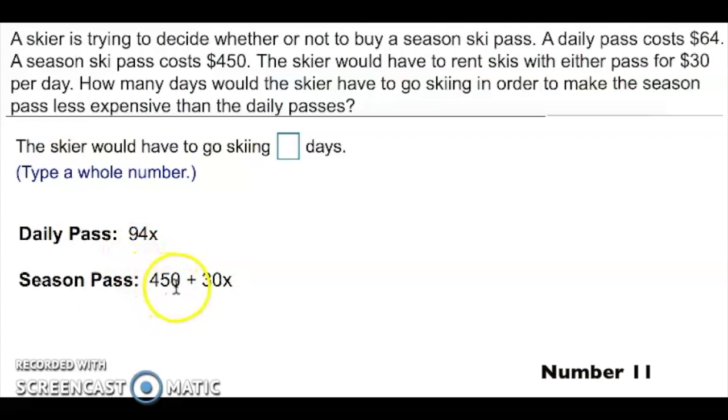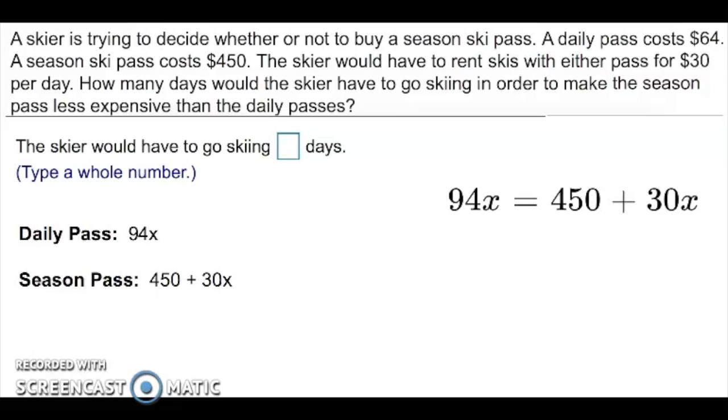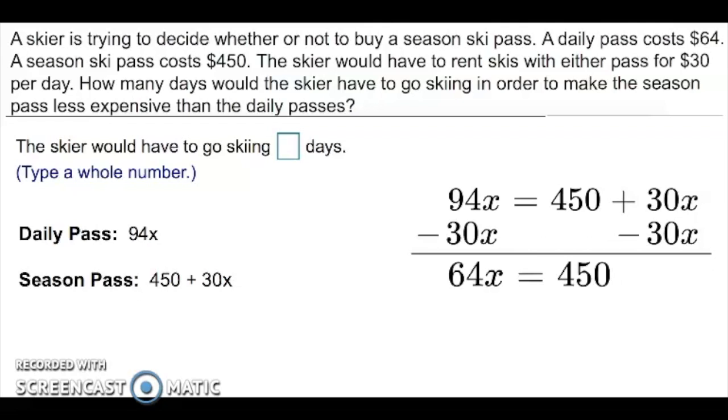Season pass will be $450 plus $30 per day for renting the skis. So now we got to figure out how many days would the skier have to go skiing in order to make the season pass less expensive than the daily passes. Now, to determine that, we need to figure out how many days we have to go by in order for them to be the same price. So we set them equal to each other. Now I subtract 30x from both sides to solve it. I'll get 64x equals 450, and then I divide both sides by 64.